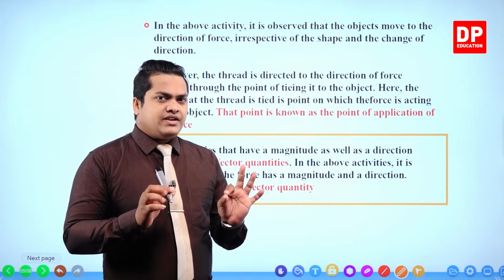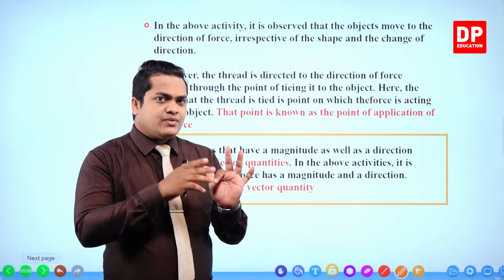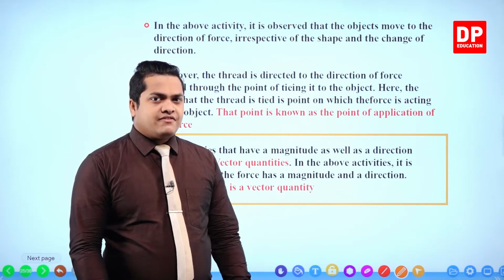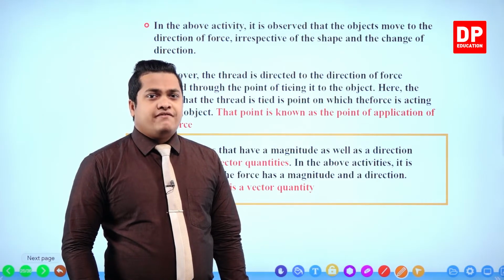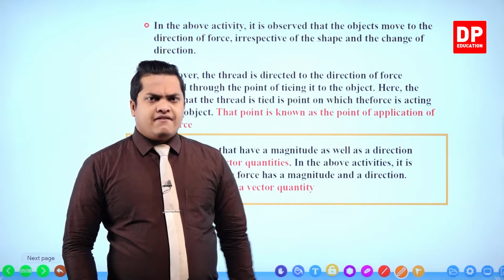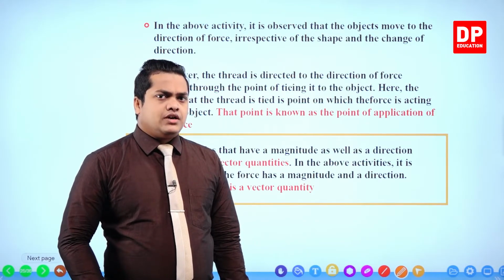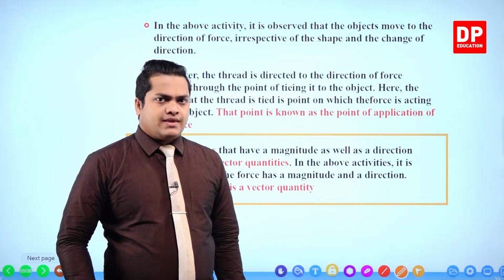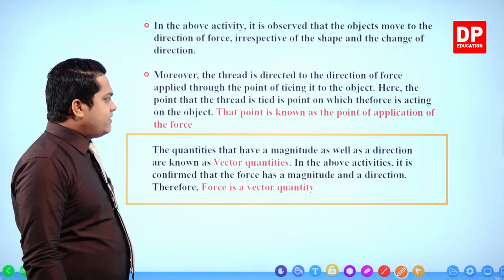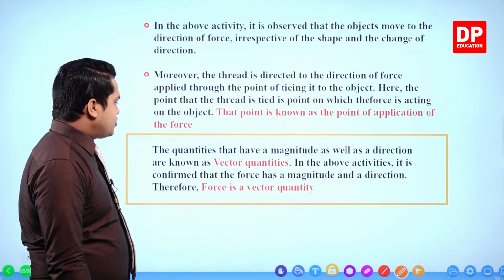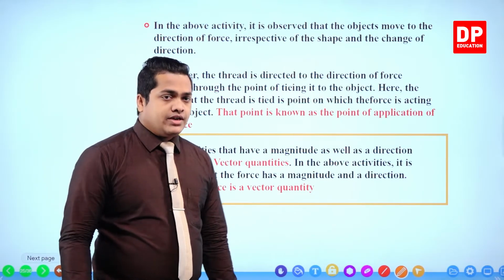So the physical quantities that have both of these factors, what are the two factors? Direction as well as a magnitude, or a value, are referred to as vector quantities. These things are called vector quantities. Each and every force is a vector quantity, as it shows a direction as well as a certain amount of magnitude. So here it is given, the quantities that have a magnitude as well as a direction are known as vector quantities.